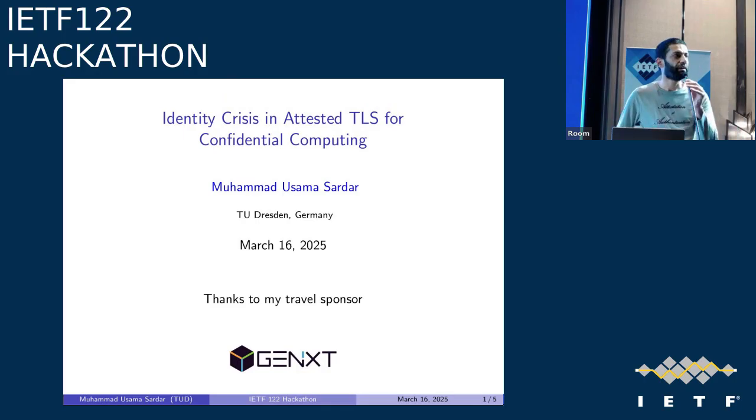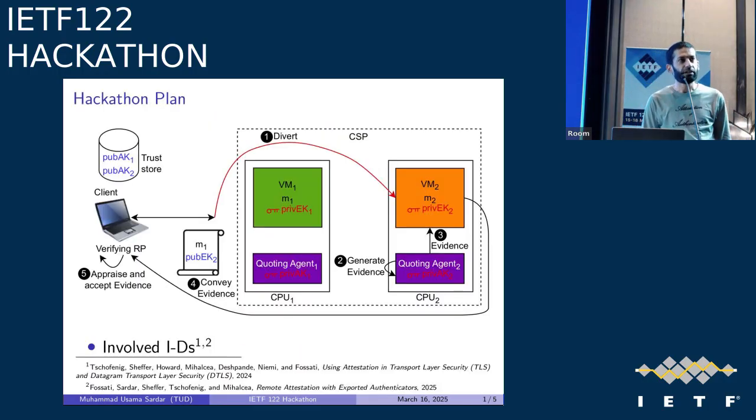Okay, so I'm Sama from TU Dresden, and I want to thank GenXT for providing me the travel funds. The plan for the hackathon was to find some solution to the problem on this slide. Basically, it's a redirection attack in confidential computing where we have a CSP controlling all of the domain, and it can redirect to any machine that it wants within the threat model of confidential computing. Machine 1 is a good one. Machine 2 on the right, CPU 2, is a bad one.